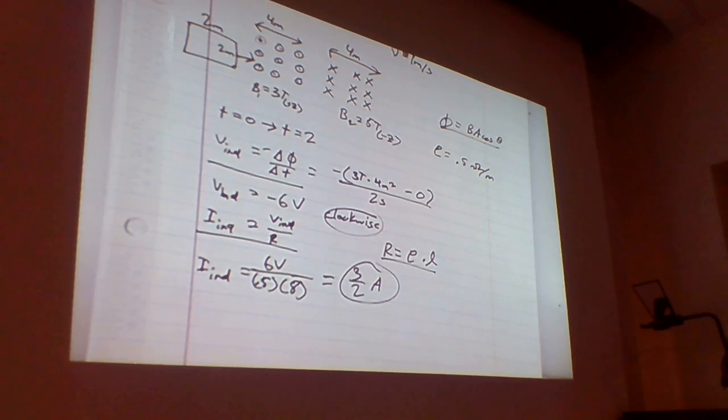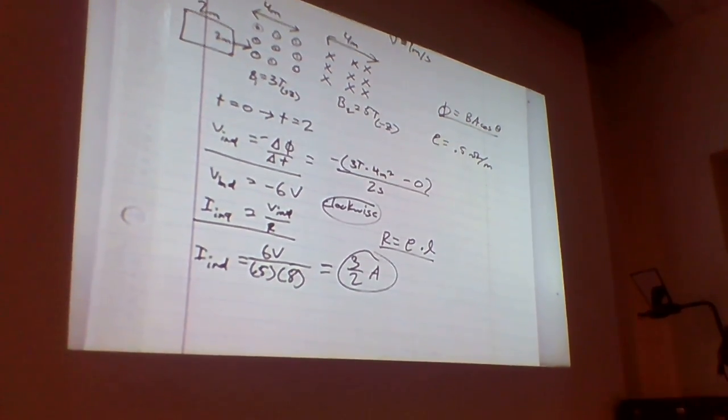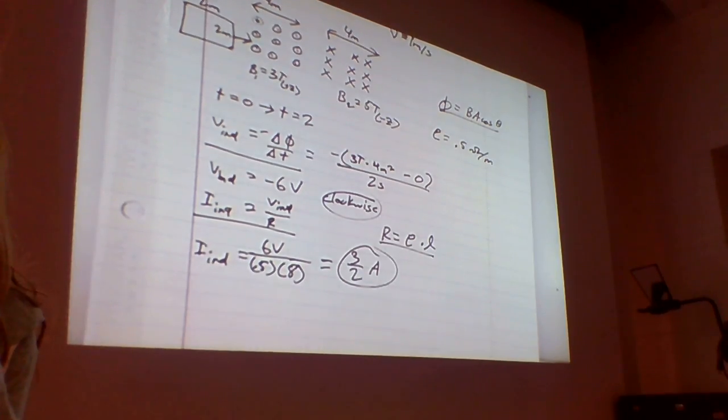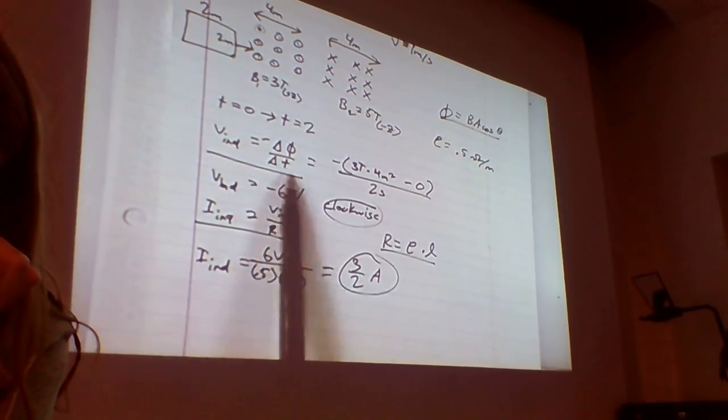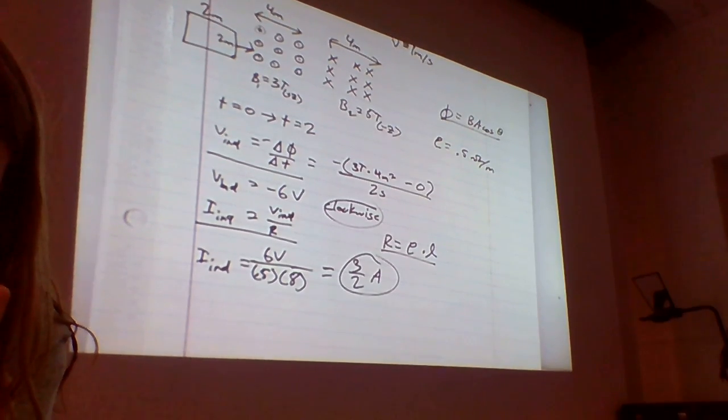What if you increased resistivity? I don't know how that would happen, but if you increase this number here, what would happen? It'd be a decreased current because your resistance increased. So if you're having problems with those, just go through all of these variables: B, A, T, resistance, and think, if this increased, what would happen to the current?